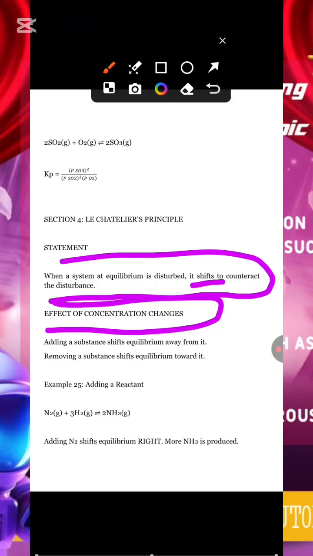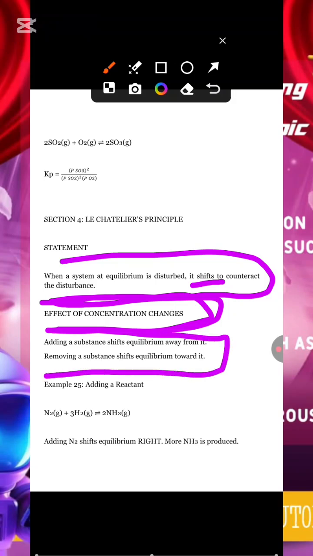Okay, so now how does the change in concentration actually alter the equilibrium? And once the equilibrium has been altered, how will it shift to return itself back to equilibrium? Okay, that's what we want to know now. All right, so in order to completely understand that, you need to know that adding a substance shifts equilibrium away from it, and removing a substance shifts equilibrium towards it.